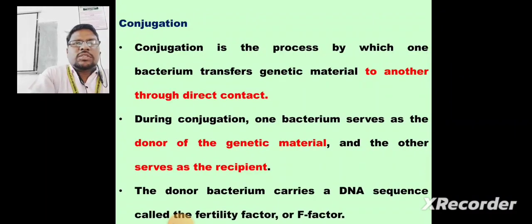Next, let's move on to conjugation. What do you mean by conjugation? Conjugation is a process by which one bacterium transfers genetic material to another through direct contact. During conjugation, one bacterium serves as a donor of the genetic material and the other serves as a recipient. The donor bacterium carries a DNA sequence called the fertility factor, or F factor.